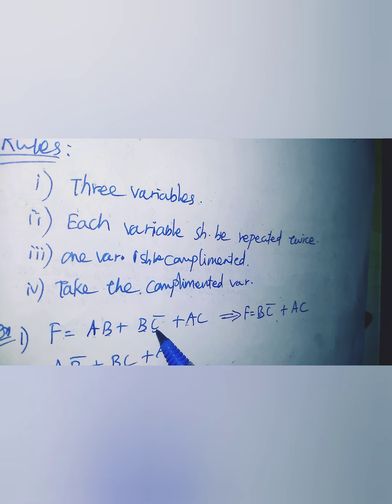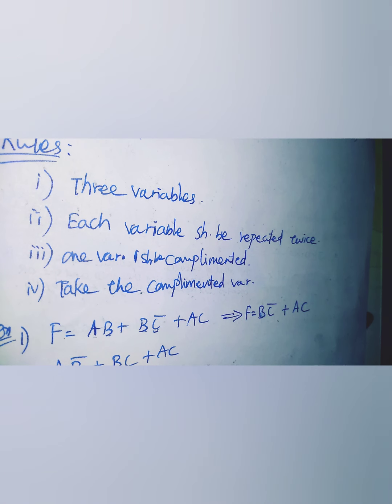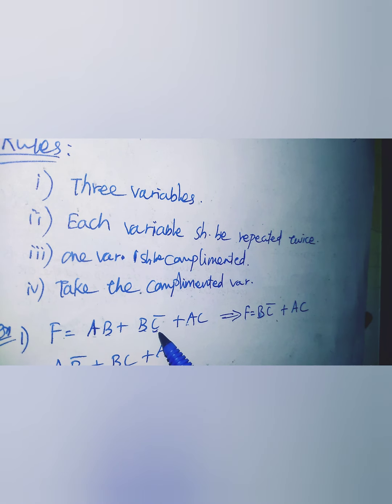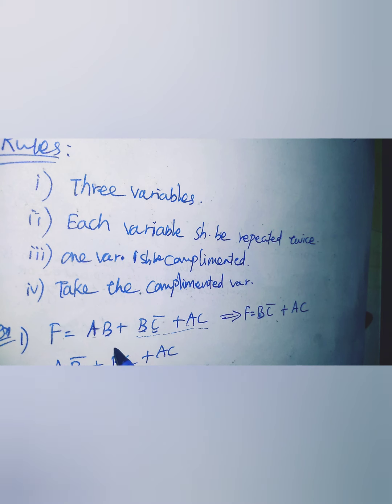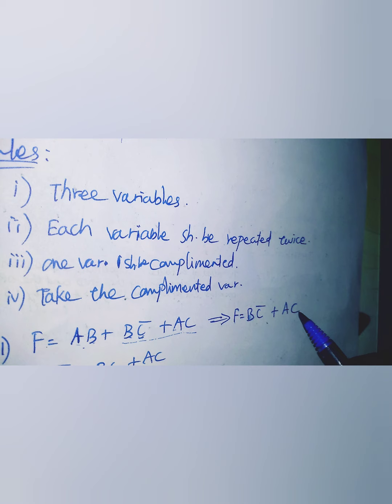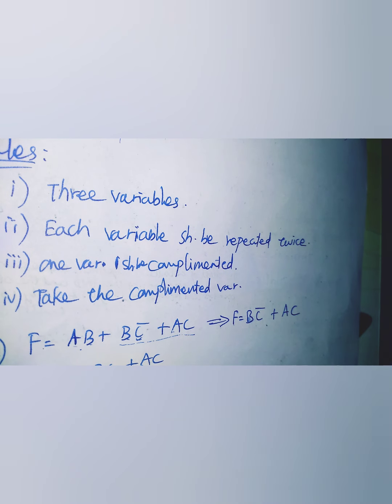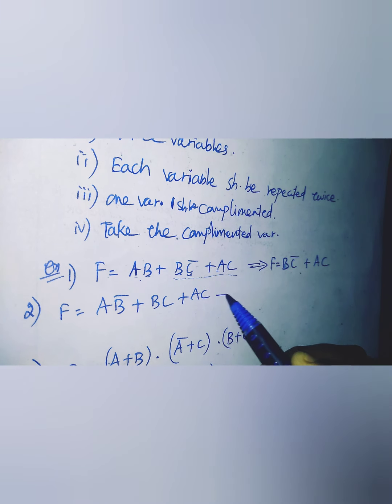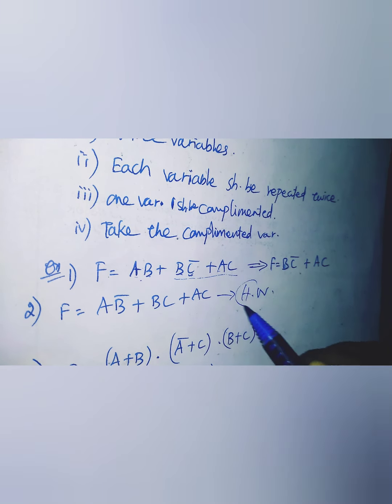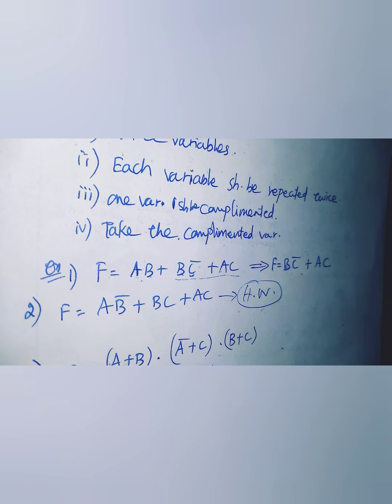Then one variable should be complemented. See this, C and C bar, so C is complemented. Finally take the complemented variable. See where the complemented variable is present: BC bar plus AC. So I'm taking these two terms and ignoring this one. This is your final answer, BC bar plus AC. I hope you understand, and this is for your homework. Just try this expression.